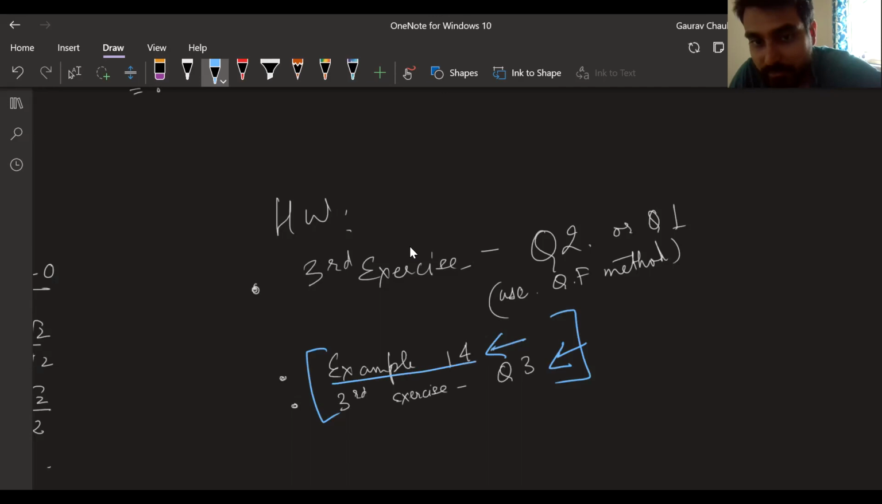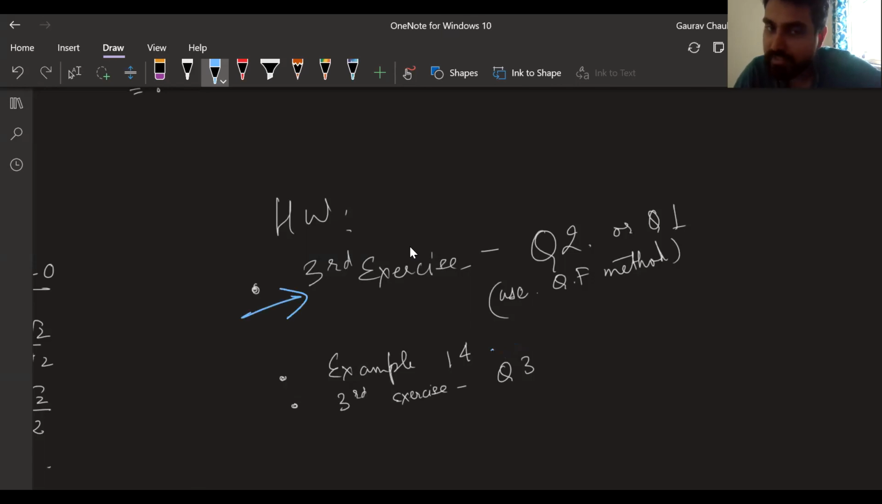So first you finish this. This will be practice. Then you go through example 14 and attempt it afterwards. We will discuss nature of roots based on this tomorrow.